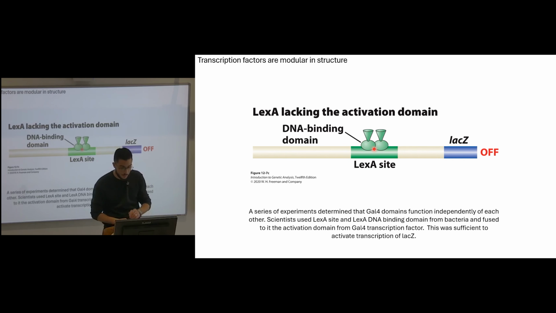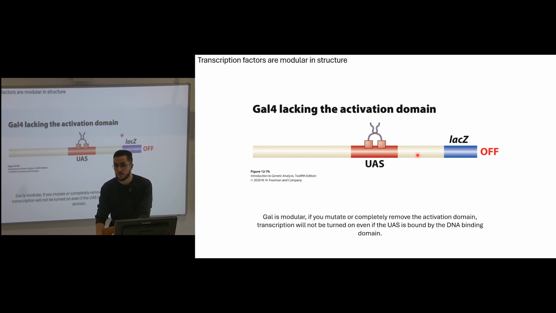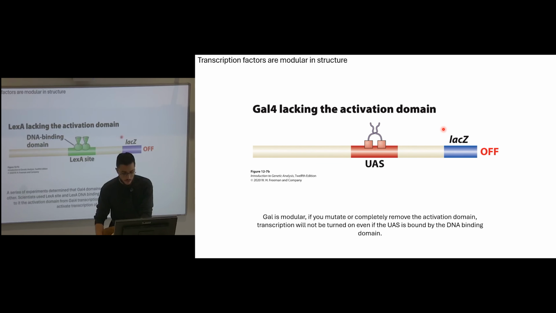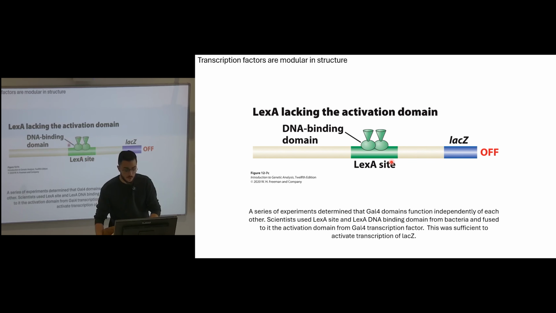So scientists like to play with this kind of stuff. They took a LEX-A site, which is found only in bacteria. Remember, the GAL4 system is in yeast. And so they took a LEX-A site, and they took the binding domain of the LEX-A transcription factor without the activation domain. And then they made a chimeric protein that is half bacteria, half yeast. And they used it to activate the LacZ transcription.